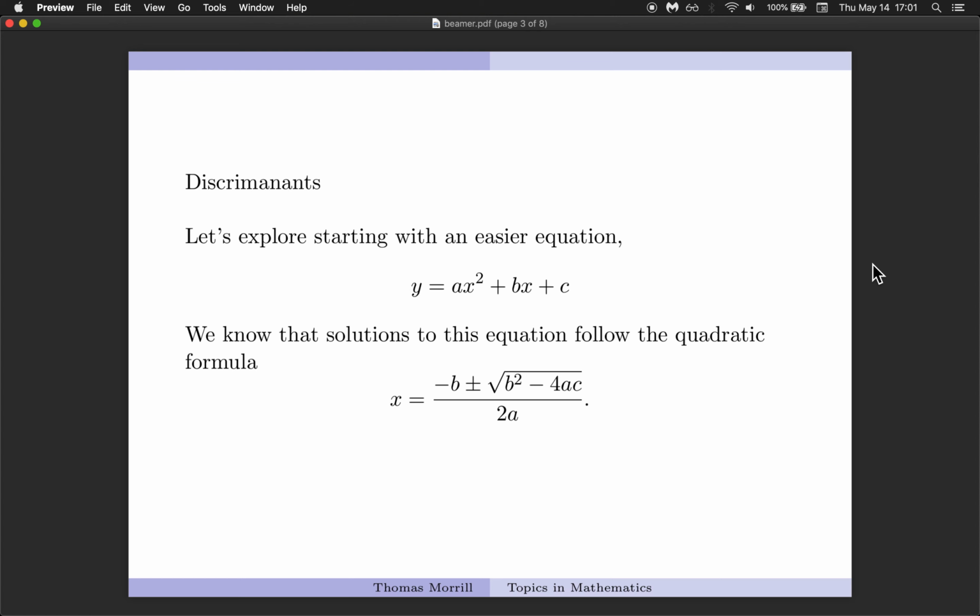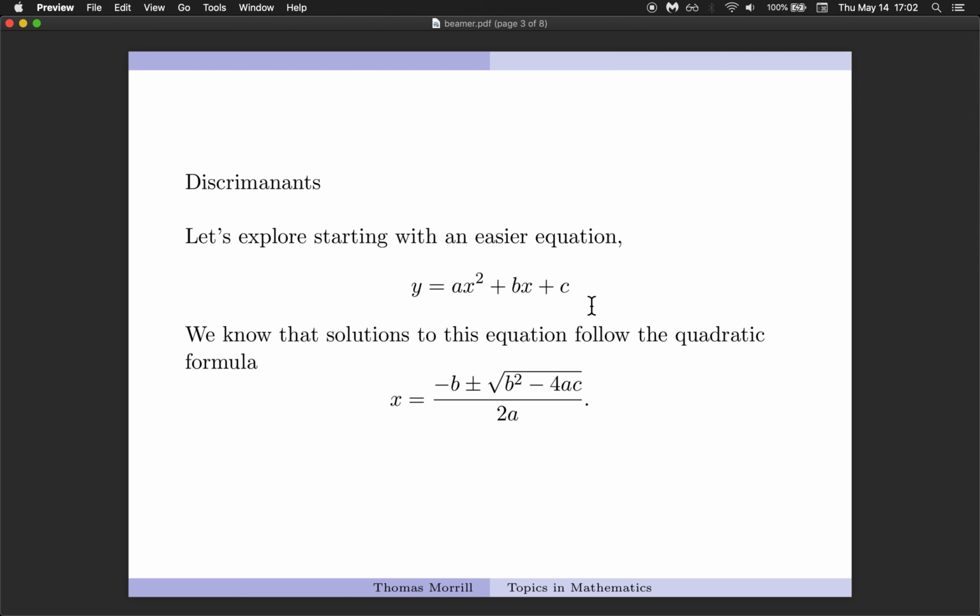reinvestigate quadratic functions, right? So these will be a little bit simpler. We know how these work. We know how to solve them. My equation is going to be y equals a times x squared plus b times x plus c. X and y are still my variables, and a, b, and c are my constants.